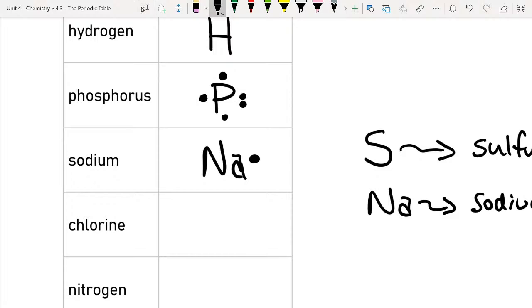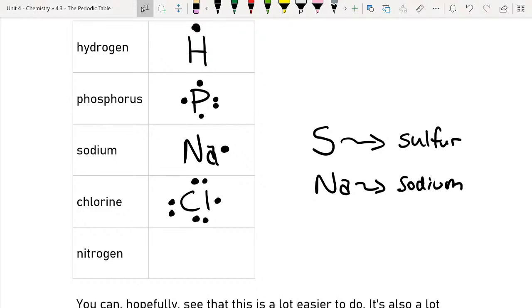What about chlorine? Chlorine we know is Cl. How many electrons in its outer shell? Very good. 1, 2, 3, 4, 5, 6, and 7. There's our Lewis diagram of chlorine.